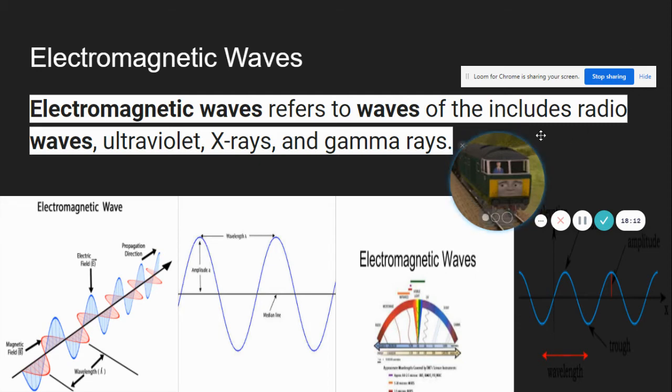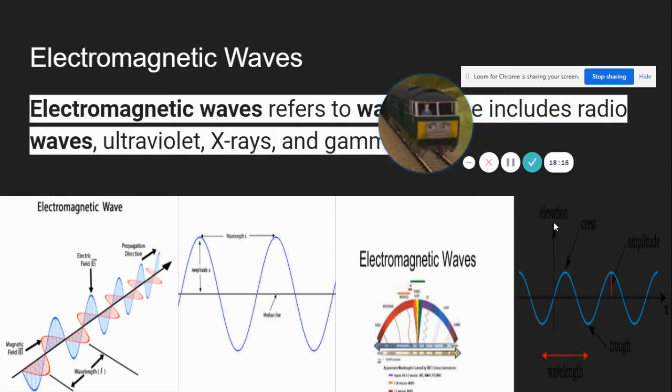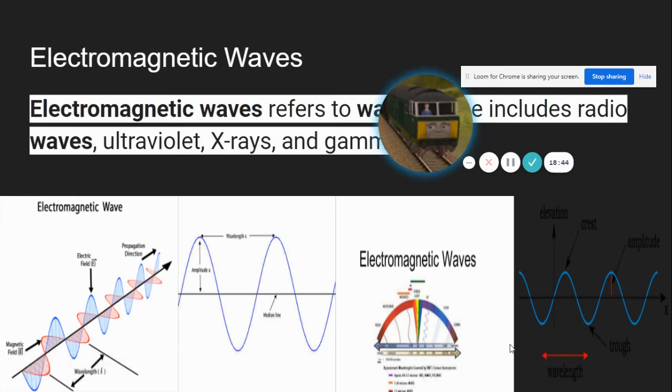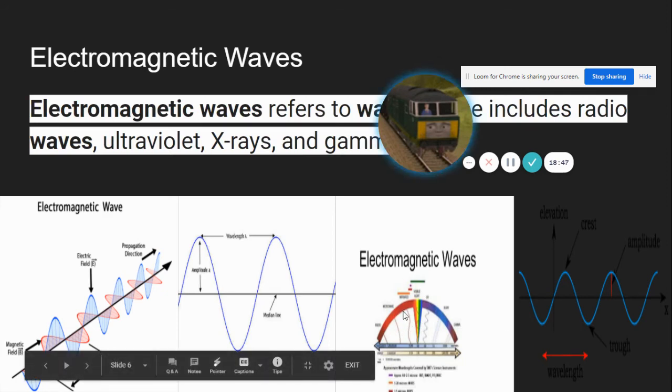So, for example, the elevation is located right there, and a crest is actually this point, and the amplitude is actually the red line, and the X is located right there, and the trough is actually the point that is standing there. And the wavelength is actually the red arrows. So this is what electromagnetic waves look like.